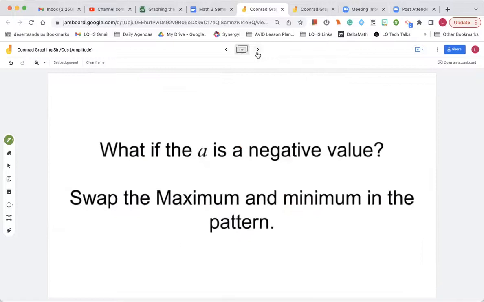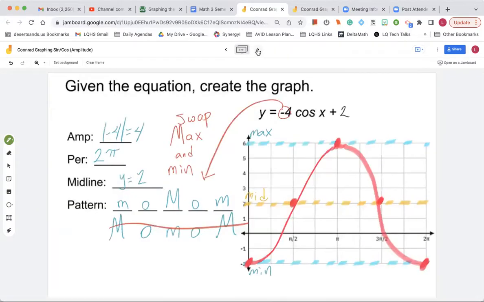Last one quickly, and you should write this down and put it in your journal or whatever you need, pause the video. What happens when the A value in the front of an equation is negative? Well, you already know this, but you just haven't really applied it quite yet. So let me get you to do this.